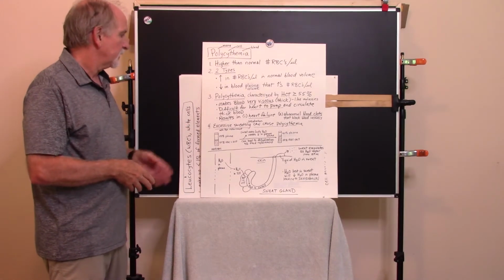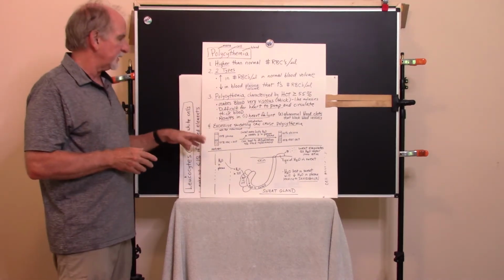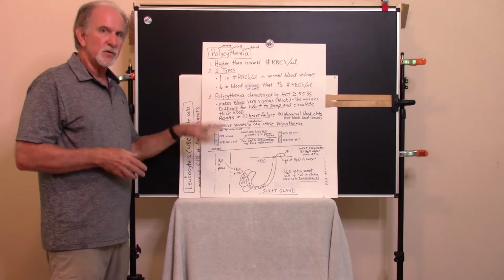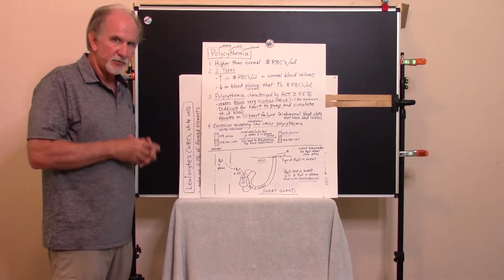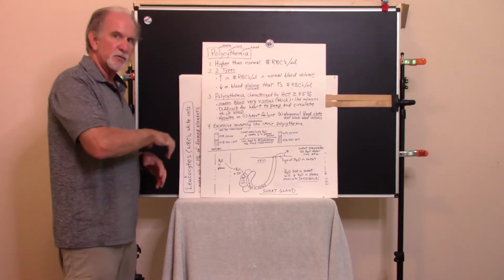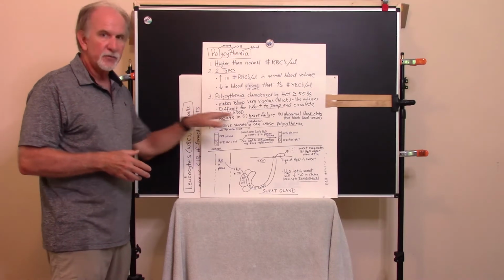So I'm going to tell you about a type of polycythemia that can occur as a result of excessive sweating that leads to dehydration, because the individuals who are sweating a lot are not getting fluid replacement.